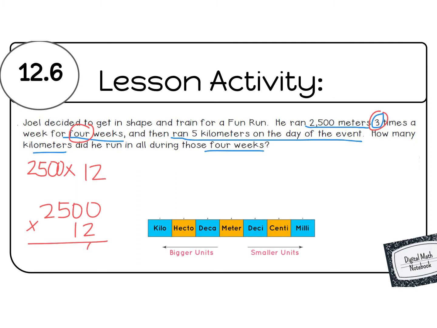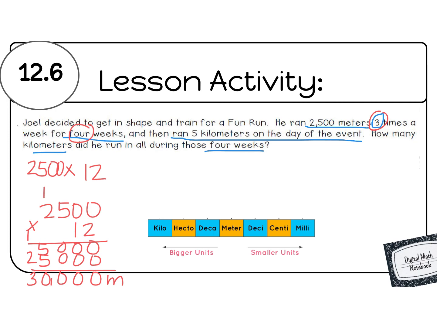2 times 0 is 0. 2 times 0 is 0. 2 times 5 is 10. 2 times 2 is 4 plus 1 is 5, and then a magic 0. 1 times 0 is 0. 1 times 0 is 0. 1 times 5 is 5, and 1 times 2 is 2, and then we add together. All right, that means we have 30,000 meters.